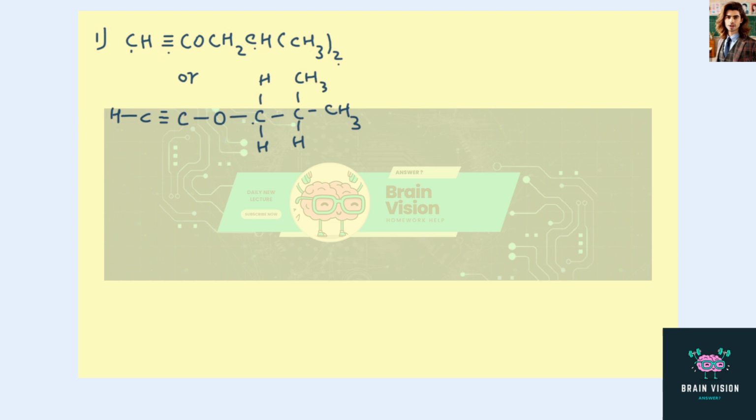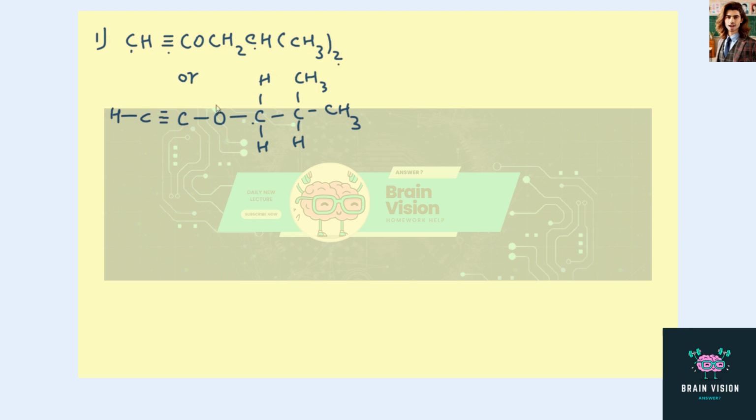Okay, so now here we have this oxygen atom, and this oxygen atom is connected to two different alkyl groups, right? So it is actually an ether. This compound contains the functional group ether.